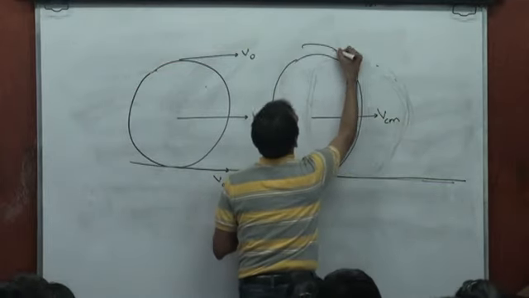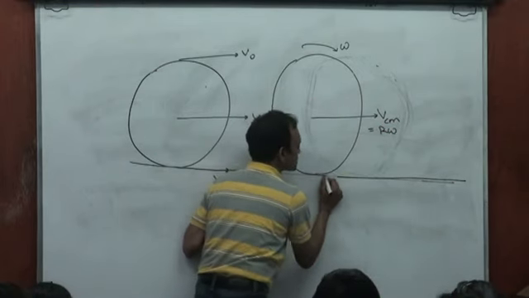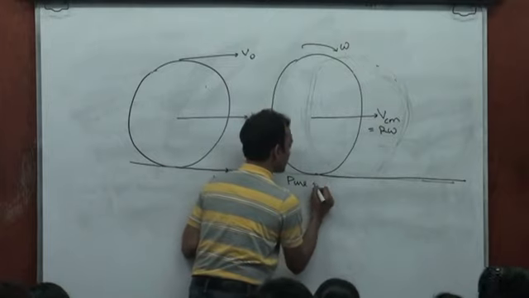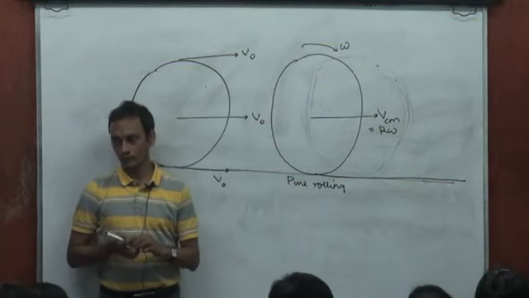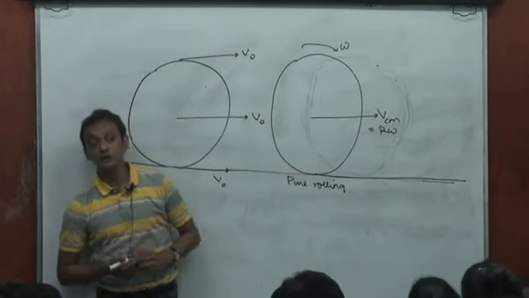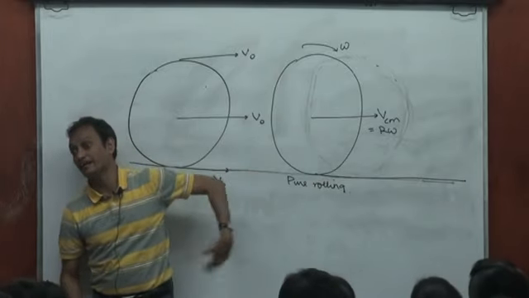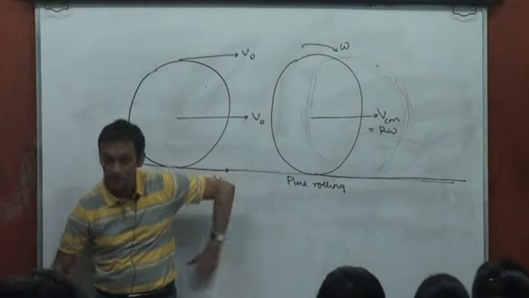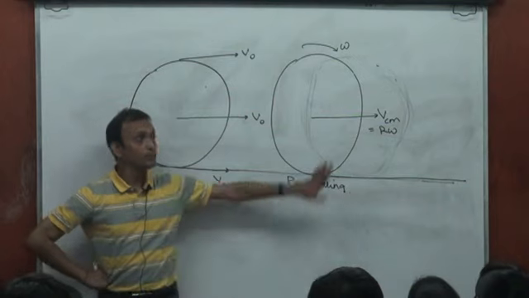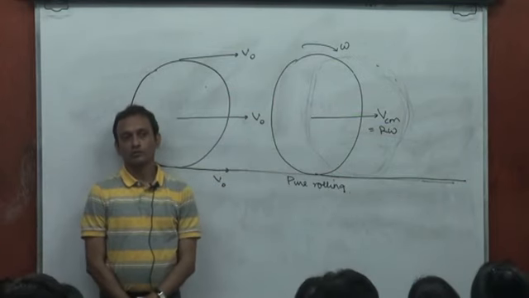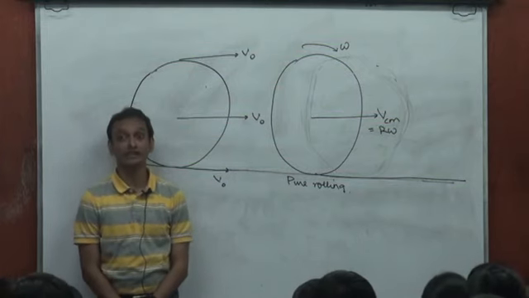VCM, omega, and if this was a state of pure rolling, then VCM equal to R omega at this instant of time, right? This is pure rolling. And all along, from this state to that state, friction in this particular case acted backwards. And then, beyond this state, what do you think friction would do? Will it act to the left or will it act to the right?